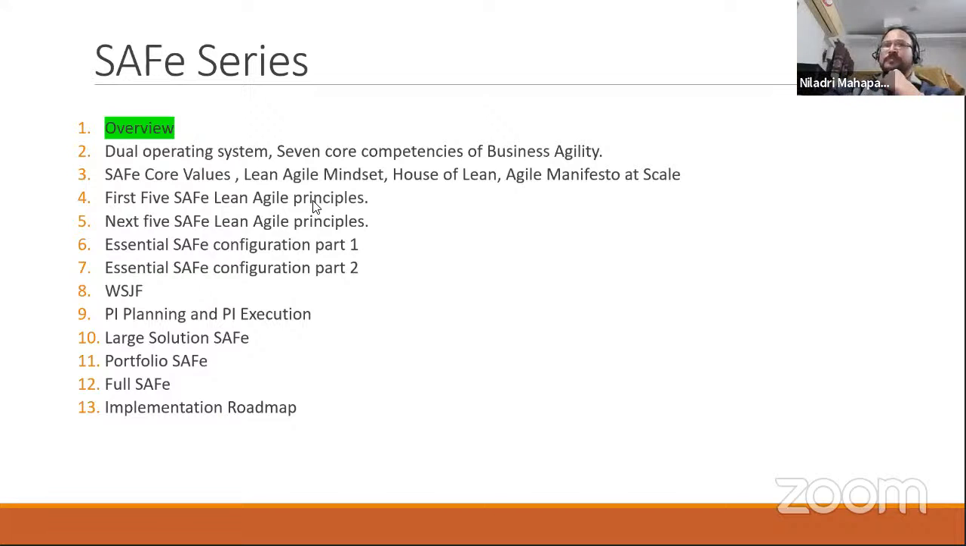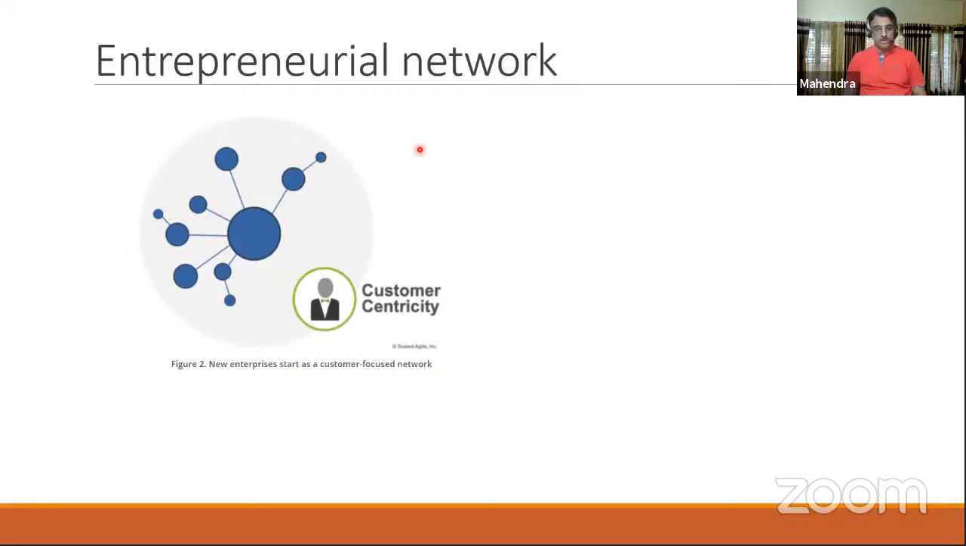Yes. So this is what we covered, the overview. That's what I have highlighted in green. And this is what we intend to cover in this series. And we are on point number 2. Technically speaking, we're calling it the second session or episode 1. So we'll talk about the dual operating system, the 7 core competencies of business agility. That would be the focus of today's discussion.